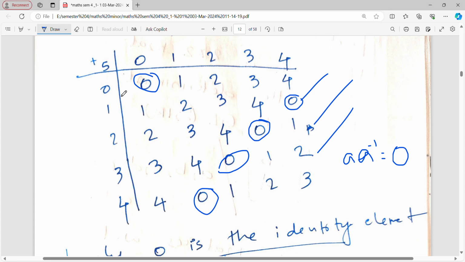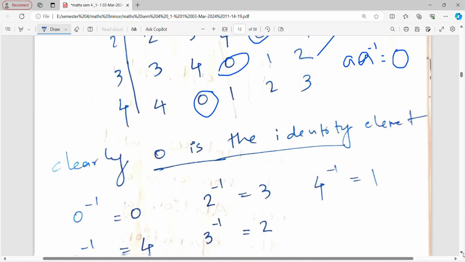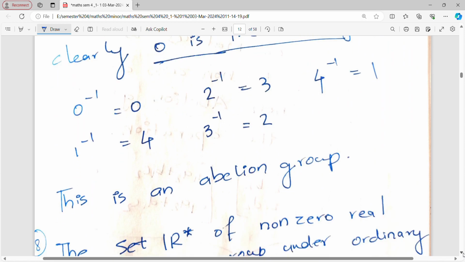Inverses. 0 inverse is 0. 1 inverse is 4. 2 inverse is 3. 3 inverse is 2. 4 inverse is 1. Okay. So this is an abelian group. You know how it became an abelian group. A into B is equal to B into A. Here the operation is addition modulo n with that.